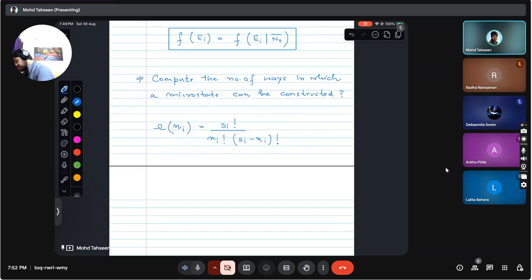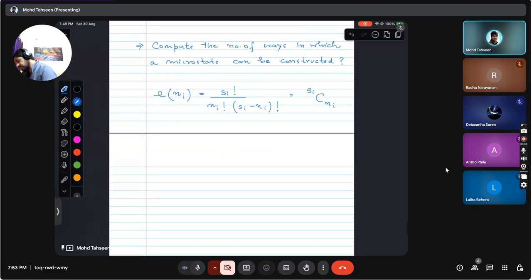Right? And if you are sharp enough to observe, this is the formula for what? Does anyone recognize this formula? You will have seen this formula somewhere in maths, in probability. Combination. Yes, exactly. So this is the number of combinations, right? So nCr is equal to n factorial divided by r factorial into n minus r factorial. So similarly, this will be Si C Ni, right?